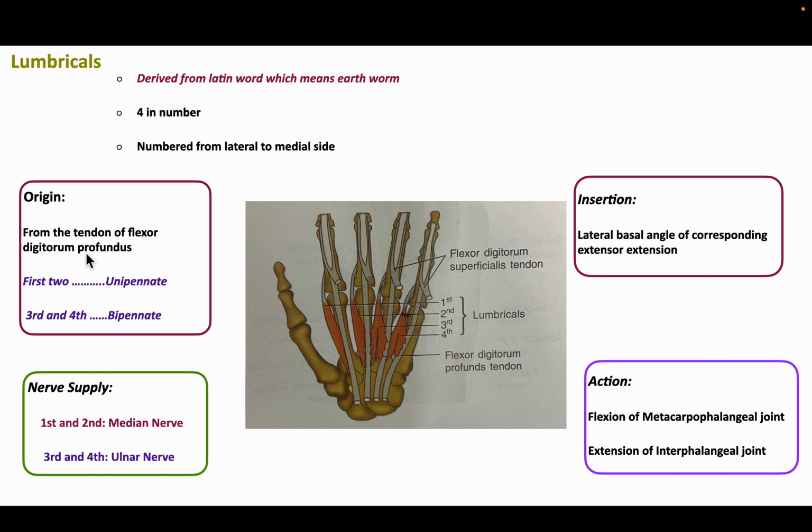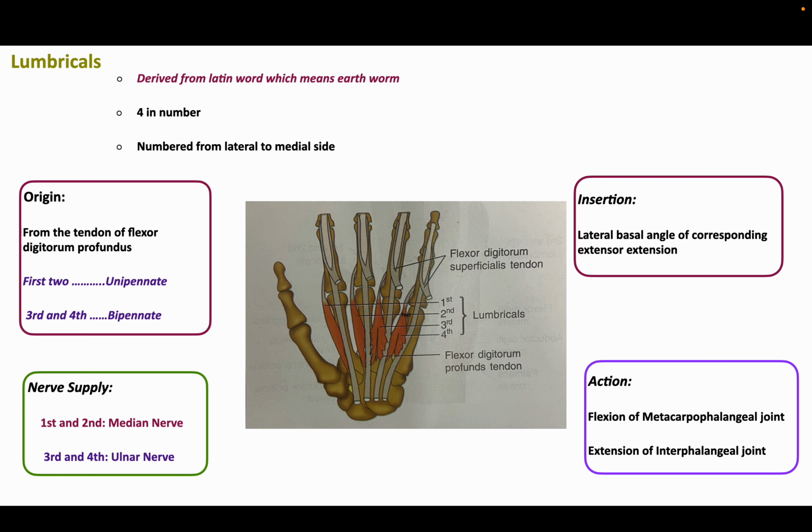Now, if we see the origin, the origin is from the tendons of the flexor digitorum profundus. You can see these are the 4 tendons of the flexor digitorum profundus. The first 2 are unipinnate, and the third and fourth are bipinnate. The insertion is into the lateral basal angle of the corresponding extensor expansion. I will discuss that too. They insert on the basal angle of that dorsal digital expansion.